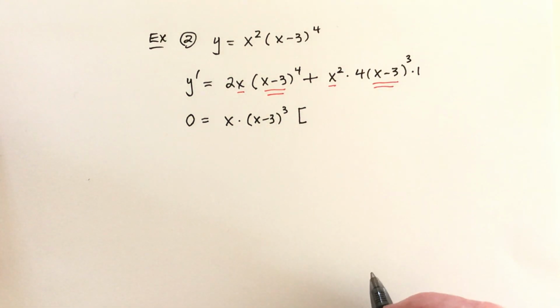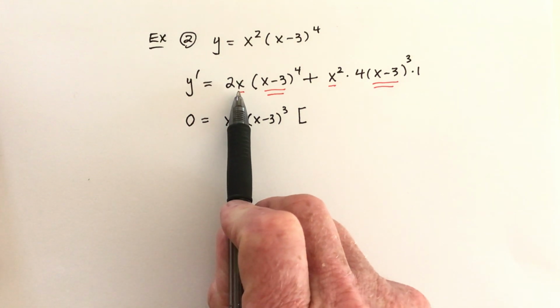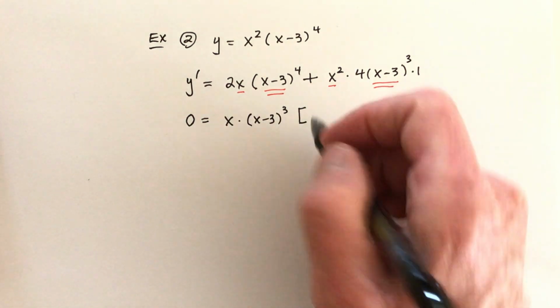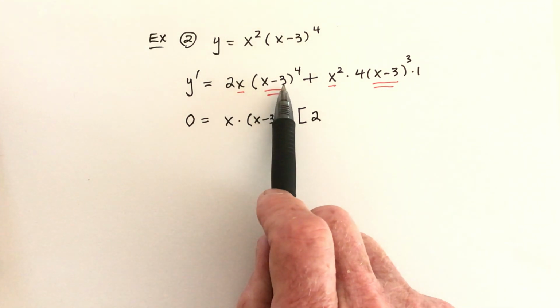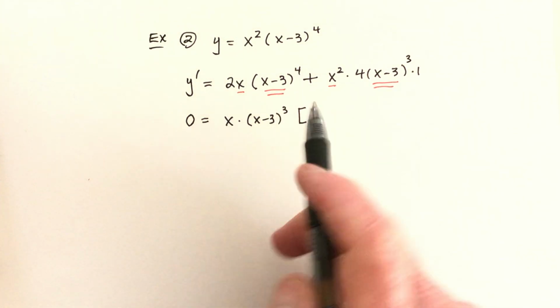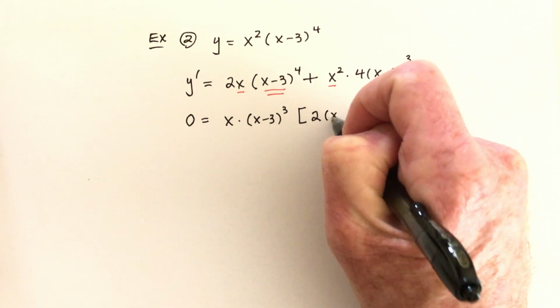And then what remains? So this x got factored out, but the 2 did not. So the 2 remains inside. For these x minus 3 to the 4th, well, 3 of them got factored out. That means there's still 1 left behind.